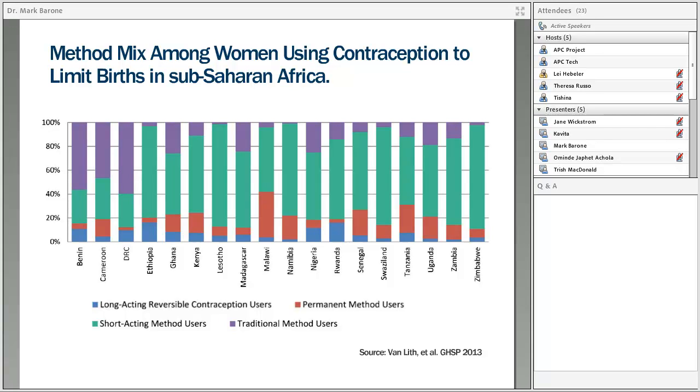This chart is taken from the Van Lith paper I mentioned in the previous slide. It includes data only from women who want to limit future births. If you focus on the green part of the bars, which represents short-acting methods, you can see that in most of the countries included in their analysis, a majority of women are using short-acting methods, despite wanting to stop having children. Additionally, the purple bars, which are traditional methods, are common, at least in some of the countries. We could hypothesize that many of these women would be interested in female sterilization, since they do not want to have any more children.